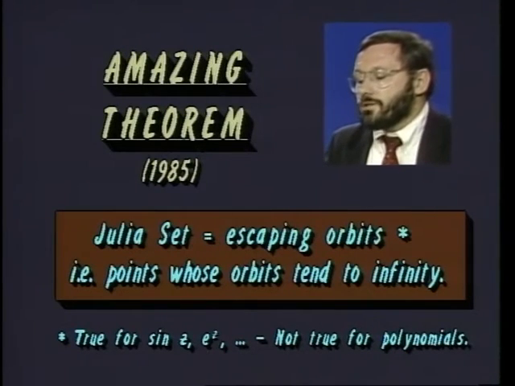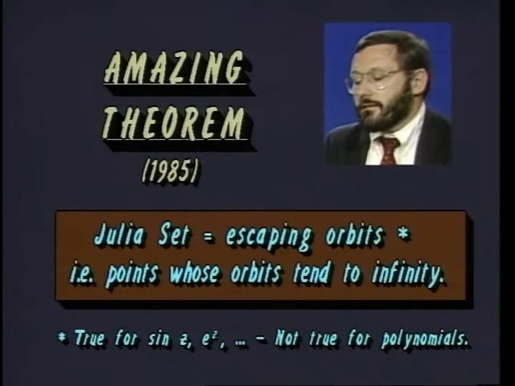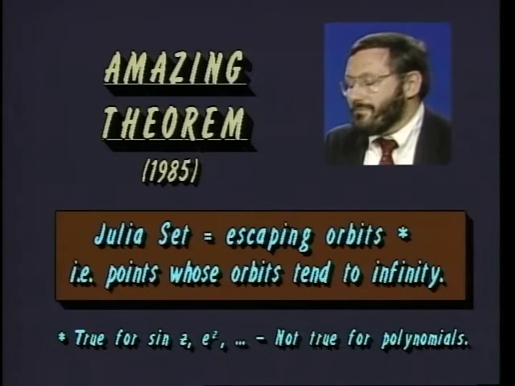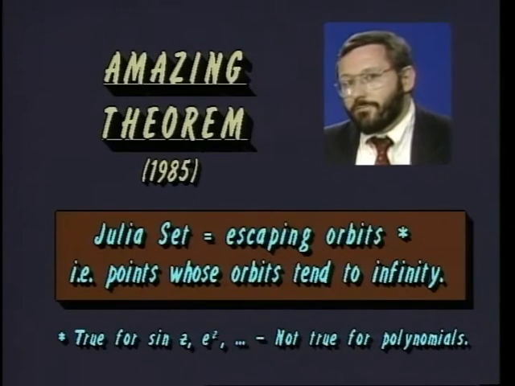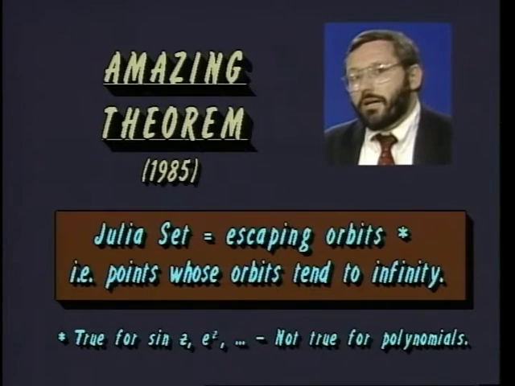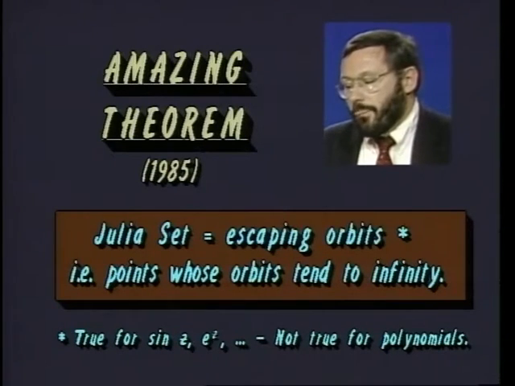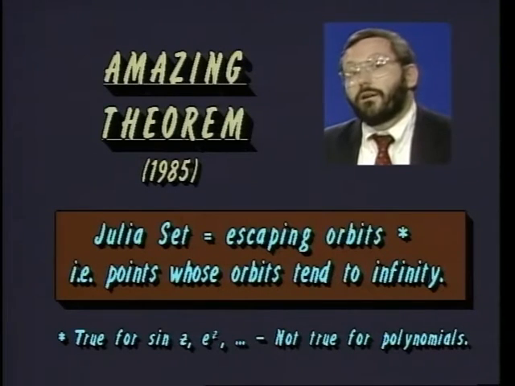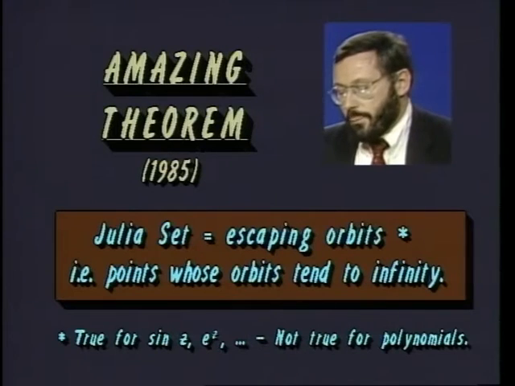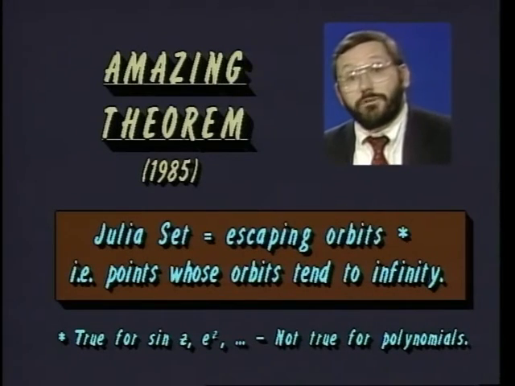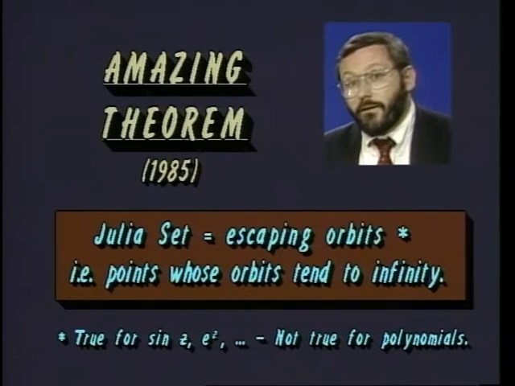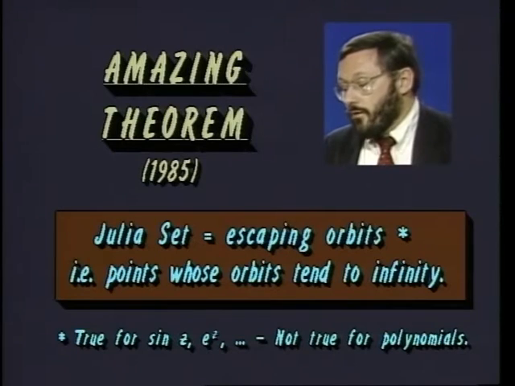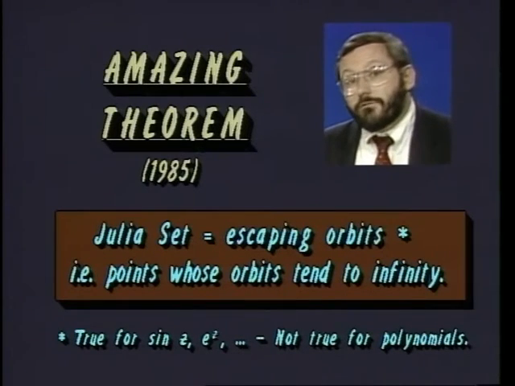For certain functions in the complex plane, the Julia set, the set of unpredictable orbits, is simply the same as the set of orbits that escape. It's simply the same as the set of orbits which iterate off to infinity. Now, I must say that this theorem is true only for a very special class of functions. It's only true, for example, for the trigonometric sine or the trigonometric cosine or the exponential function. It's very definitely not true, for example, for polynomials like quadratic functions.